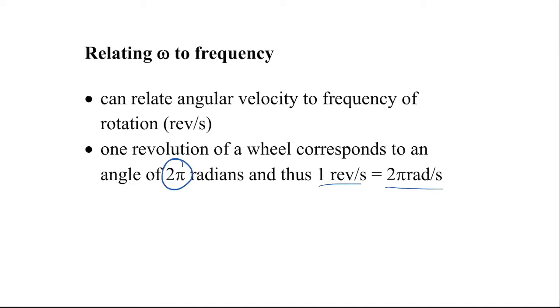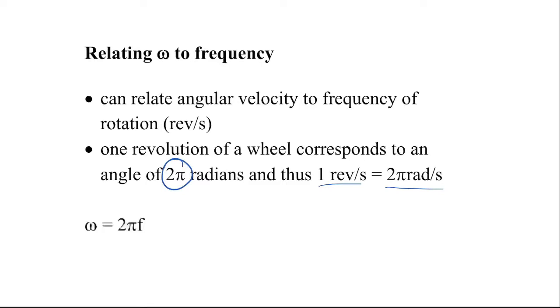So if something's moving at 1 revolution per second, but we want that in terms of radians because we need angular displacement, then that's going to be 2 pi radians per second. And if we had 2 revolutions per second, that'd be 2 times 2 pi radians per second, so that'd be 4 pi radians per second, and so on and so forth. That's a really, really important thing to keep in mind.